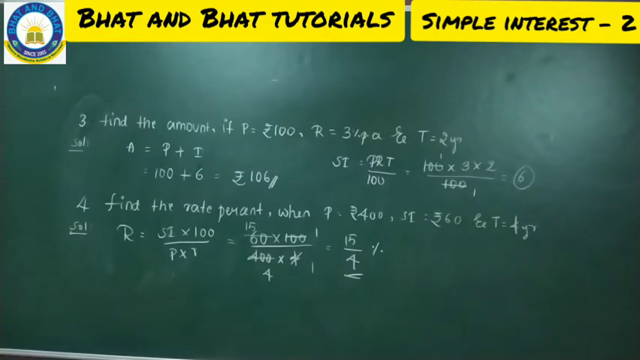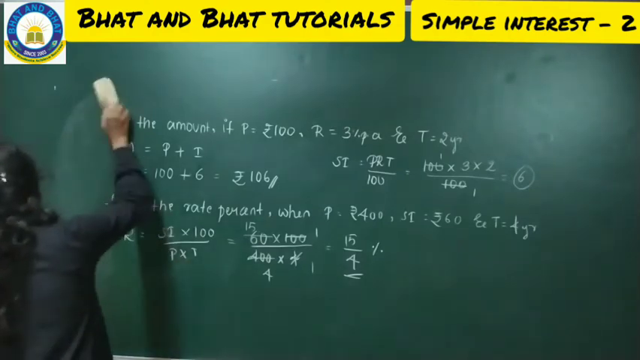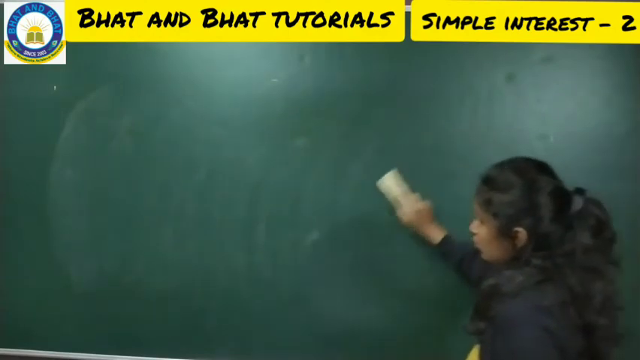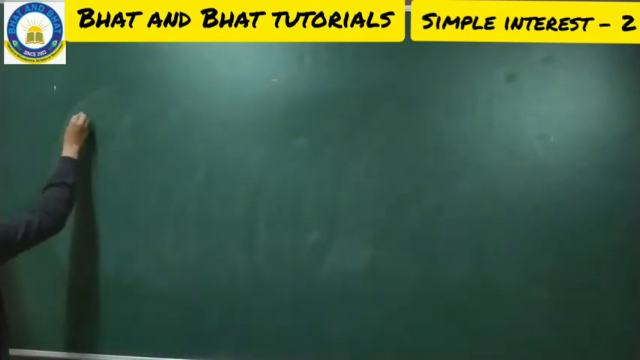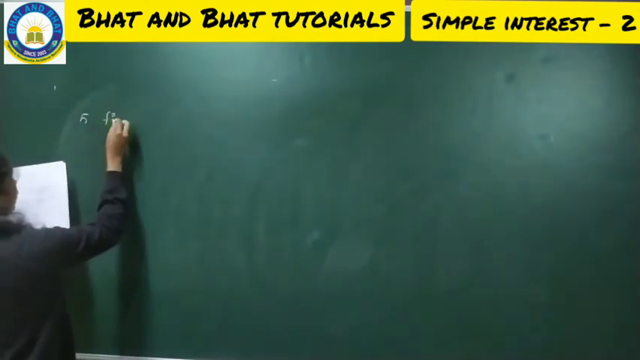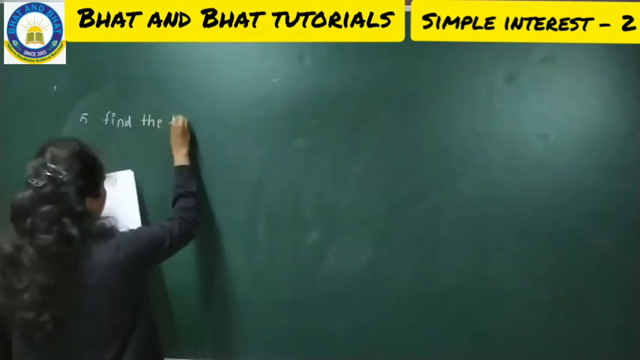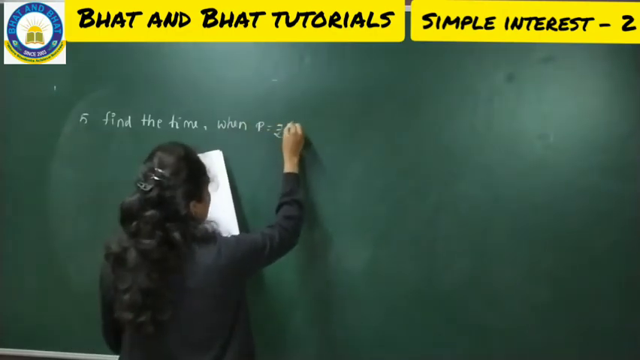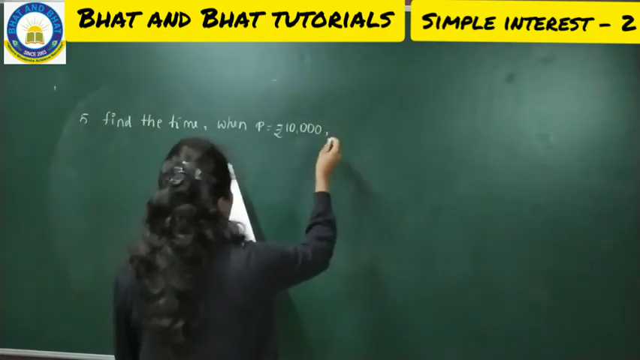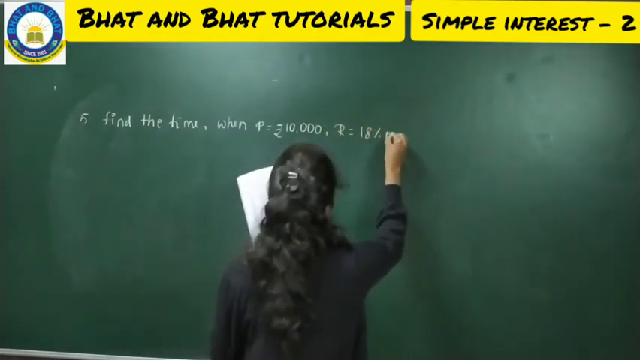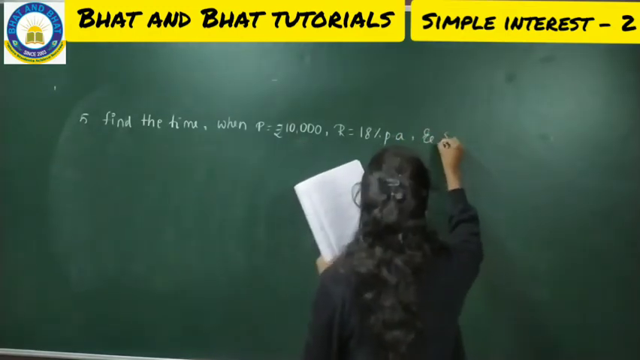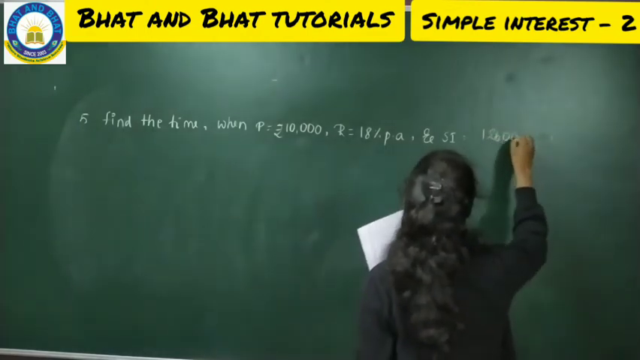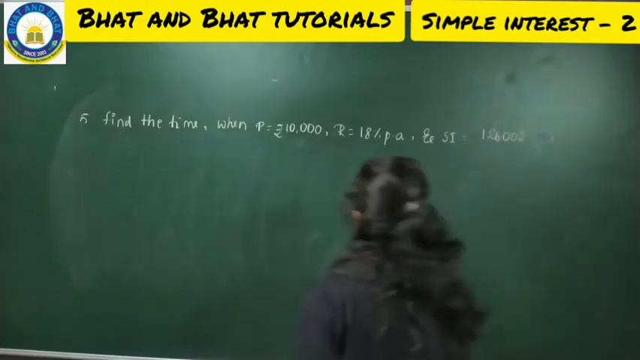Now I'll go with the fifth one. All of you have a look into the fifth question. Find the time, that is you have to find T, and they have given principal as 10,000, R is 18% per annum, and SI, that is your simple interest, they're telling it is 12,600 rupees. So what you have to find? You have to find the time.